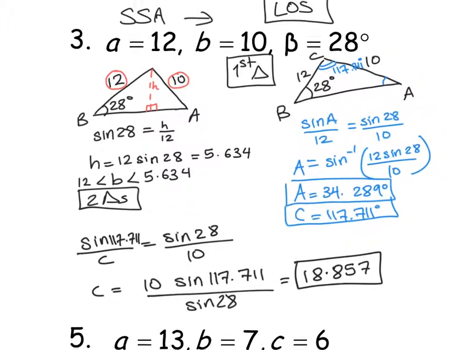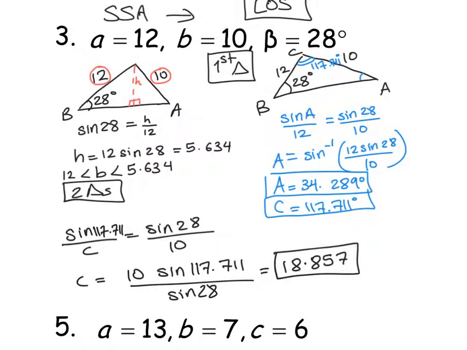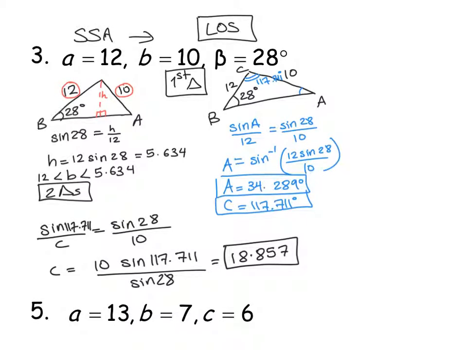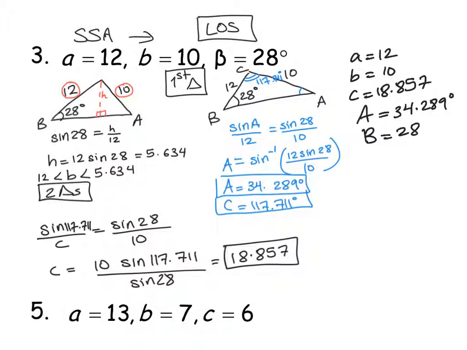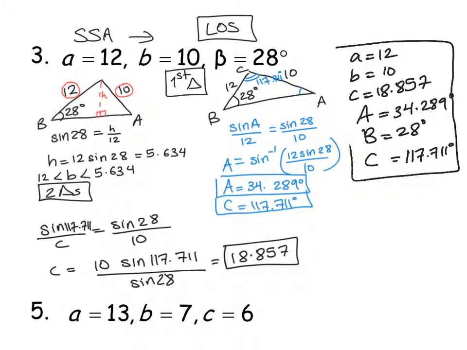So that is the side. So we're able to find all 3 sides and all 3 angles. So let's write them down. A is 12, B is 10, and C is 18.857. Angle A is 34.289 degrees. Angle B is 28 degrees, and angle C is 117.711 degrees. So these are all the sides and all the angles.